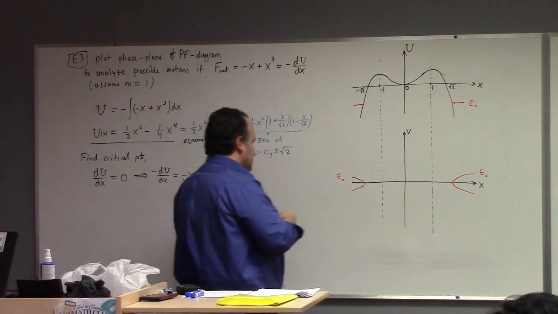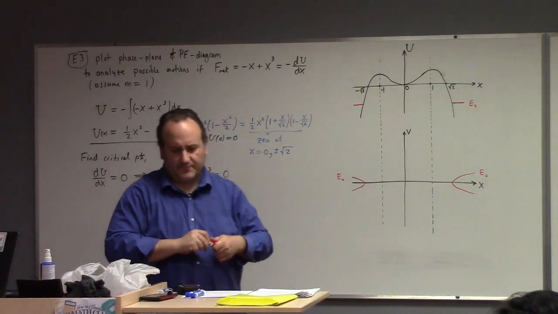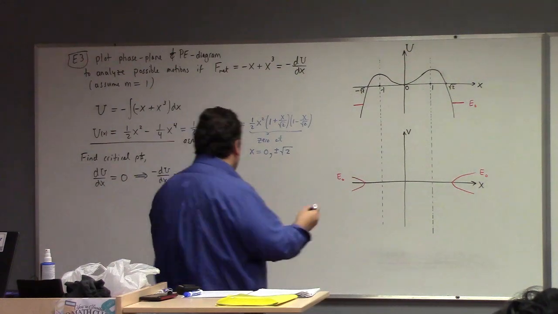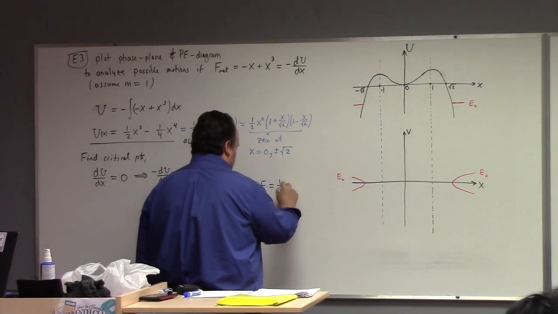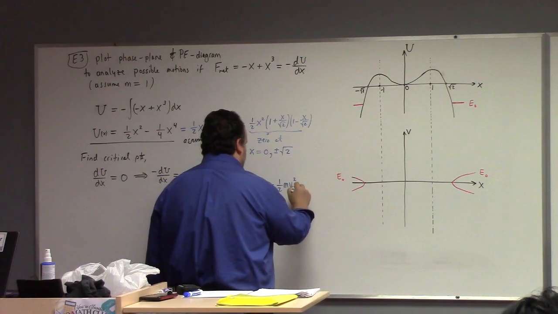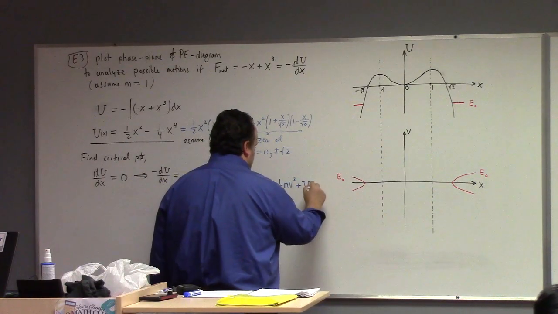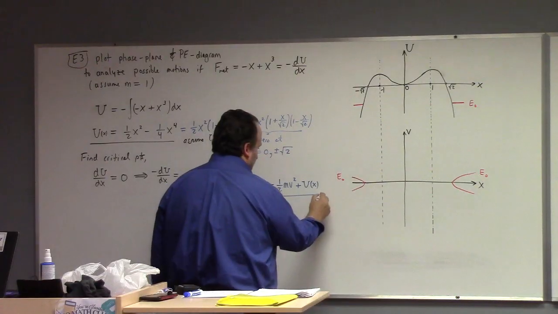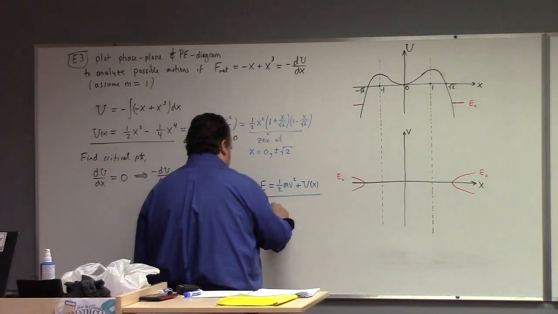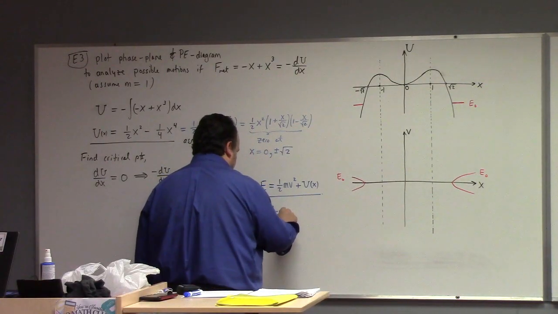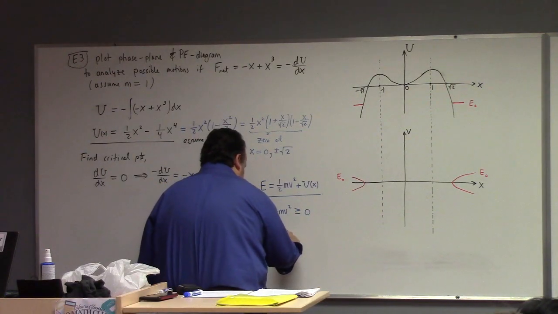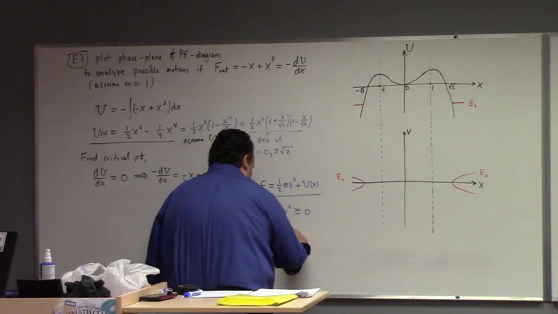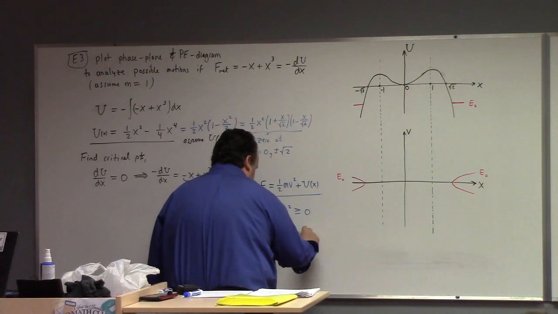Now, what are the rules of engagement here? Energy, right, is 1/2 mv squared plus U of x, right? So since 1/2 mv squared is greater than or equal to 0, this means that our energy has to be less than or equal to potential energy.